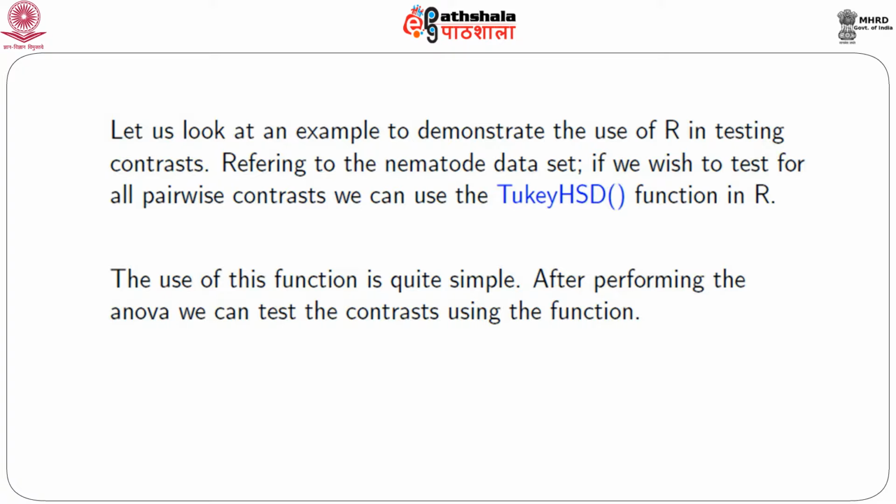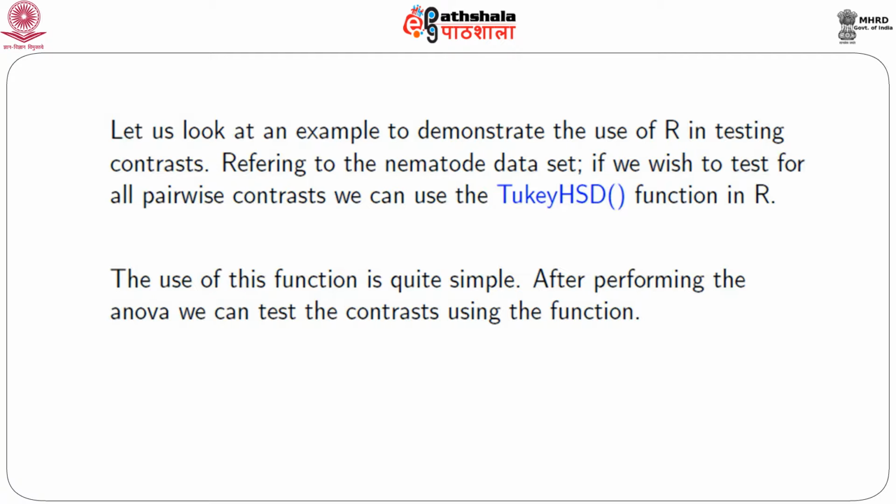Now, I repeat the same thing starting with group 2. Group 2 has already been compared with group 1, we do not need to do it again. Group 2 with group 2, of course, is meaningless. So, we start with group 2 with group 3, group 2 with group 4 and so on. So, now we have k minus 2 contrasts.